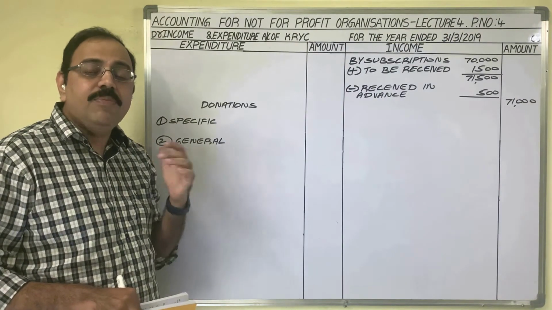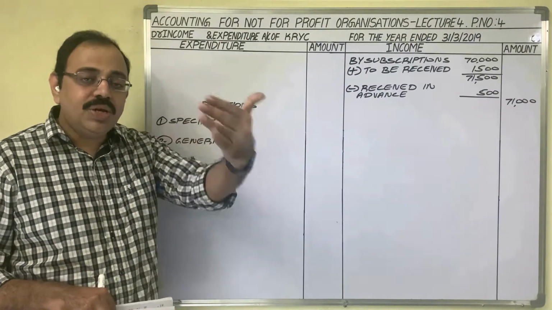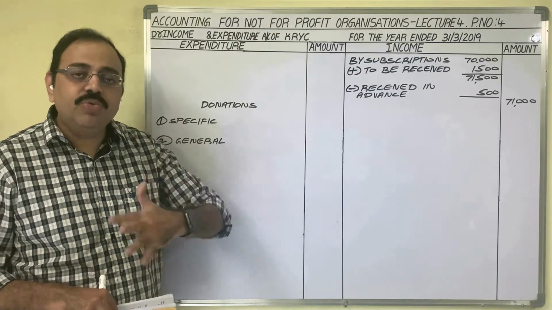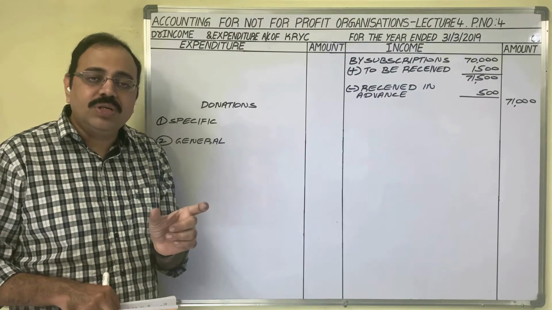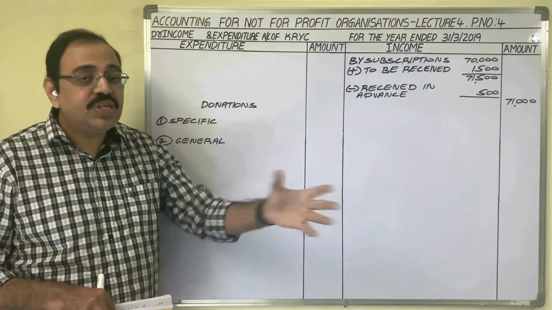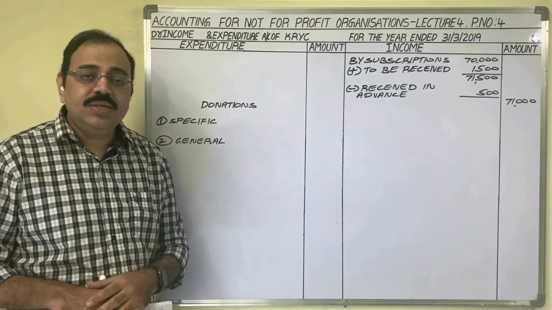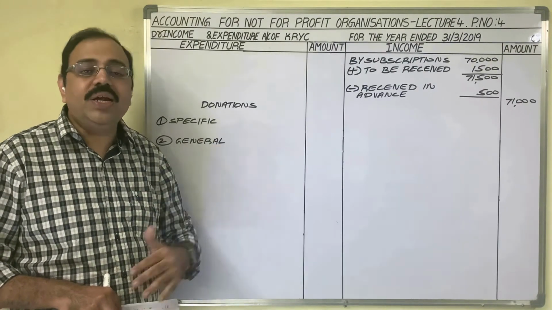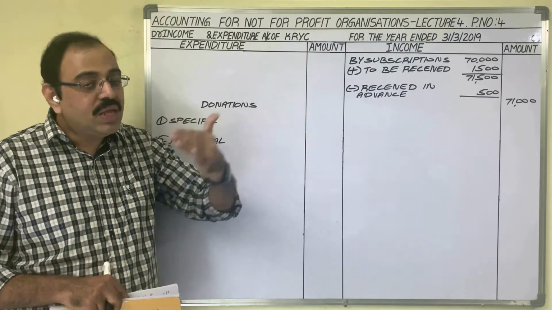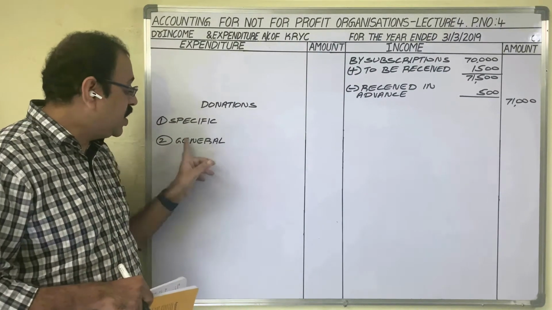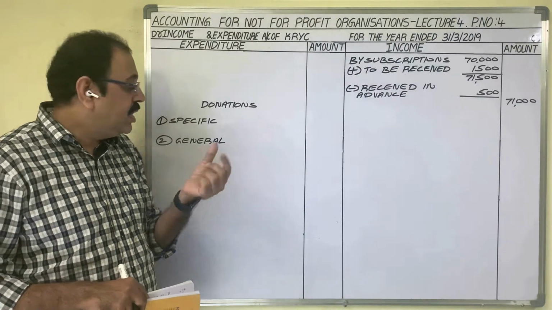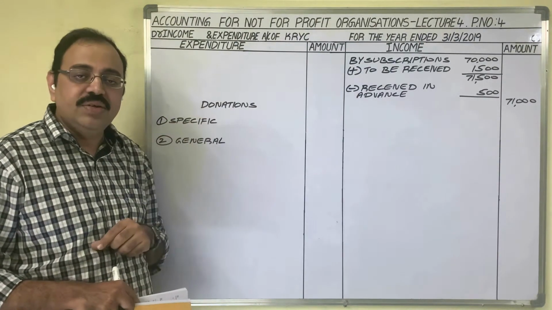For example, I am running one orphanage center. Today is your birthday. So you came to my orphanage center and you donated 5,000 rupees to me. So this amount I can use for any purpose. With 5,000 I may purchase books for children or blankets, or for arranging food I may use that amount. So without mentioning the purpose of usage, if donor gives money to us, it is general donation. If donor gives the money for a specific purpose, that amount is known as specific donation.